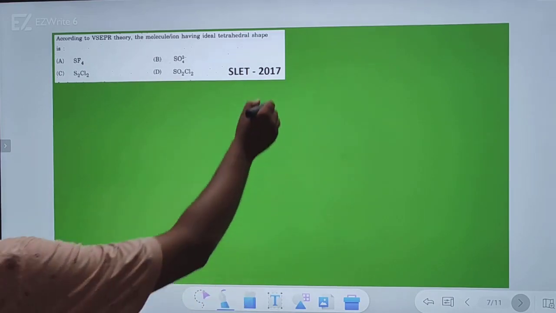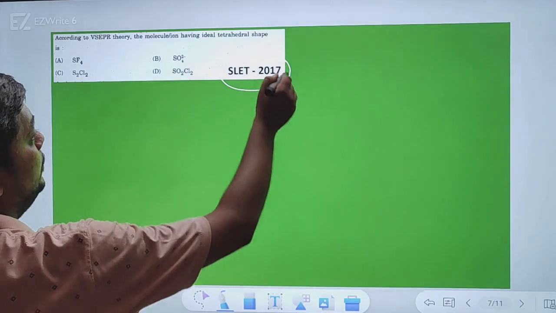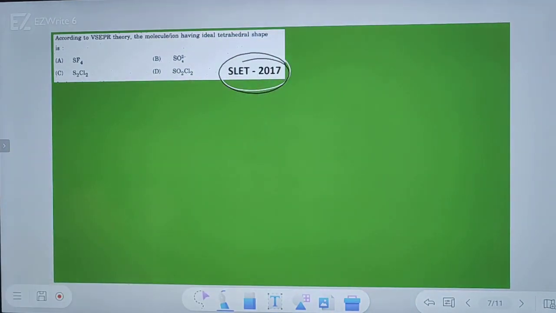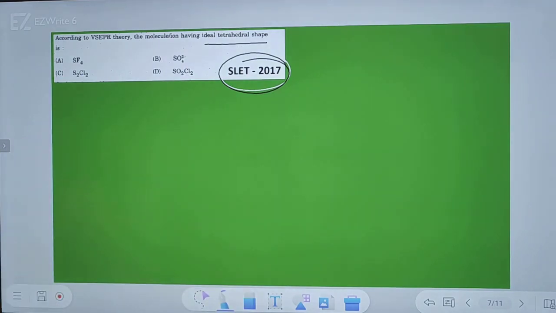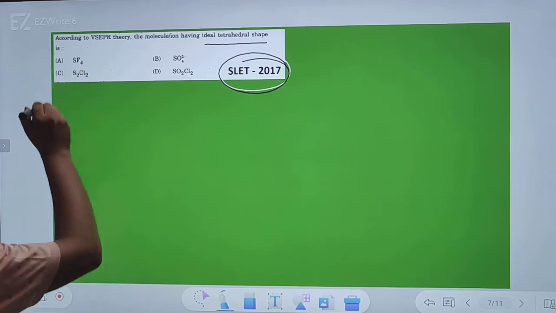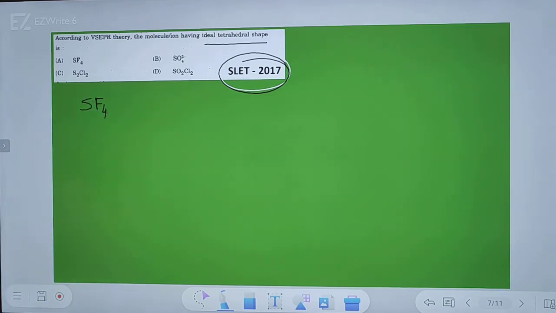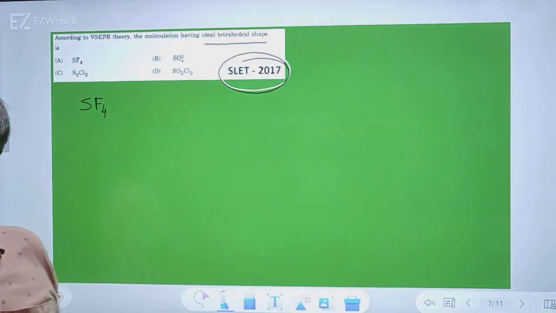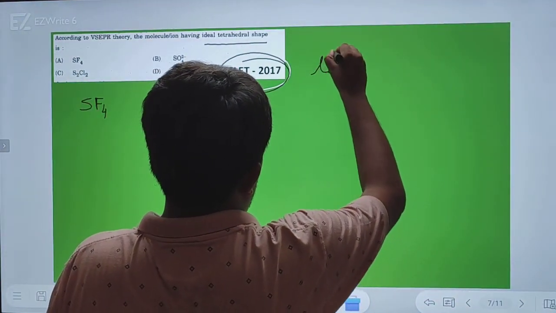Yes friends, SLET 2017, and whenever we have SLET 2017, it's a question on ideal tetrahedral shape. Ideal tetrahedral shape. A very, very important sort of a question. SF4 will never have an ideal tetrahedral shape. I'll tell you why. Always remember one thing friends.